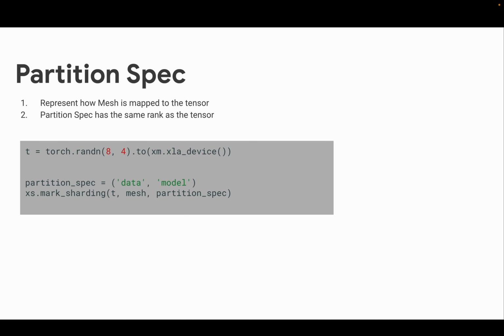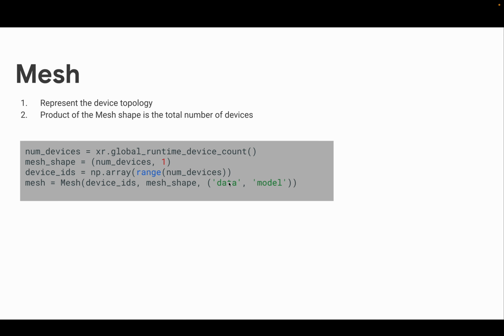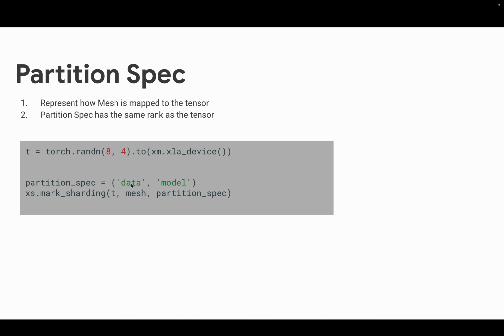Partition spec, on the other hand: the mesh describes the device topology, and a partition spec describes how a mesh is mapped to the tensor. For example, if you remember our mesh, it has 2 dimensions. The first dimension is called data, the second dimension is called model, and data is the number of devices. In our case, let's assume it's 4 and model is 1. So a partition spec pretty much means how the mesh will be mapped to the tensor.